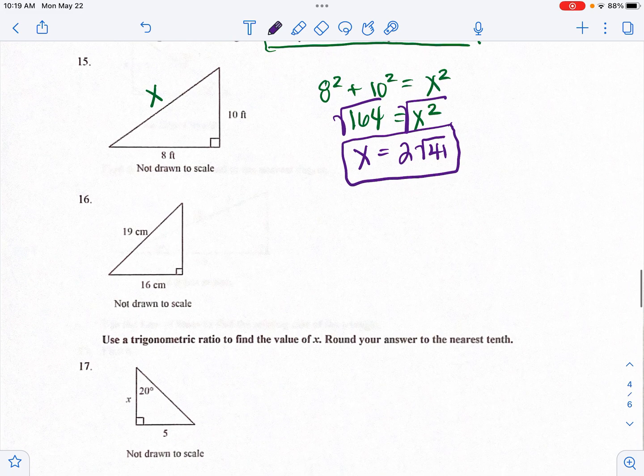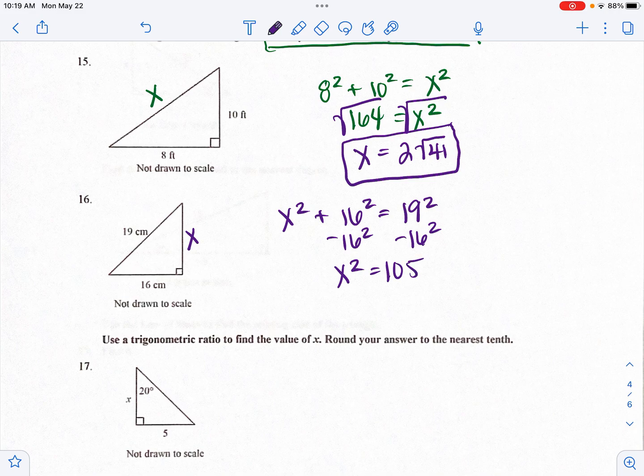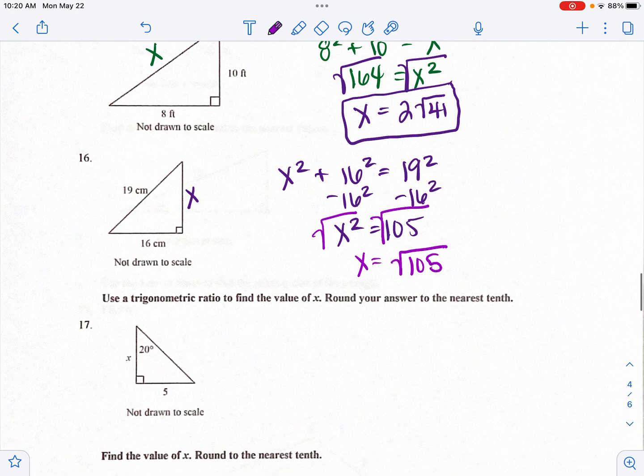Number 16, we're looking for a leg. So I'll be subtracting on this one because the hypotenuse is 19. So I will be subtracting 16 squared from both sides. So 19 squared minus 16 squared is 105. Now this time whenever I go to do the square root on both sides, the square root of 105 doesn't reduce. So your answer is just the square root of 105 because again we are asked to leave the answer in simplest radical form.